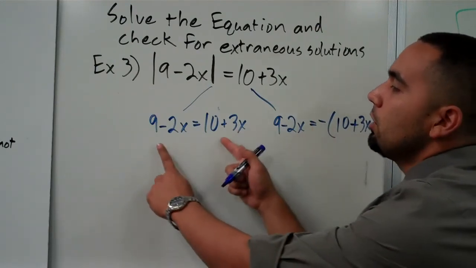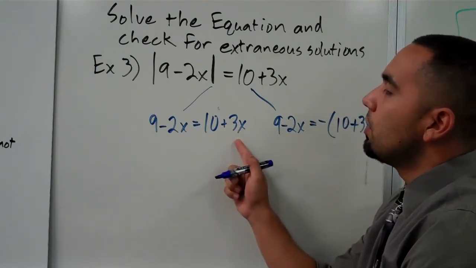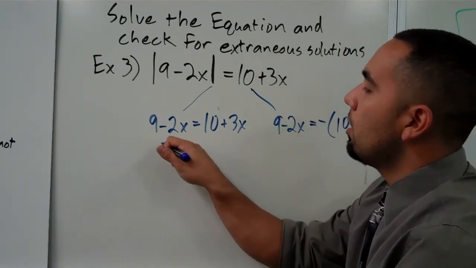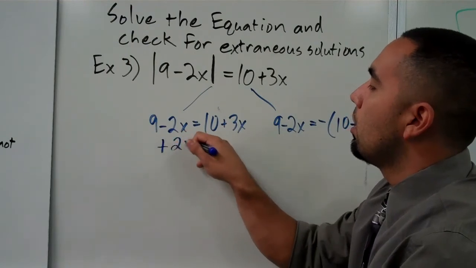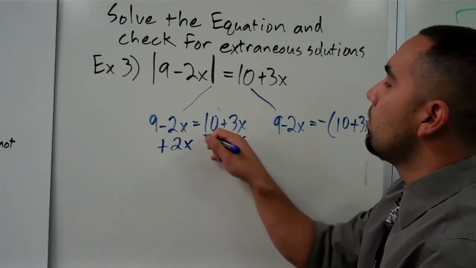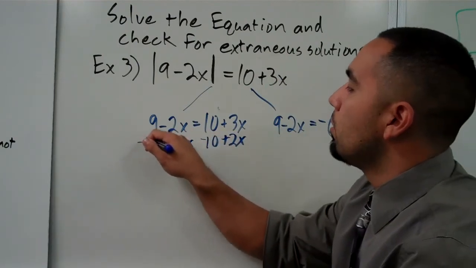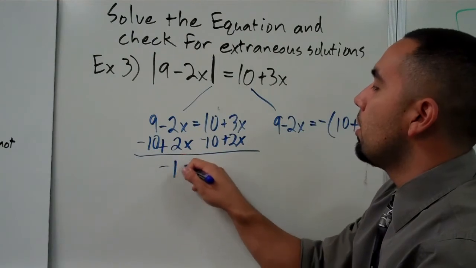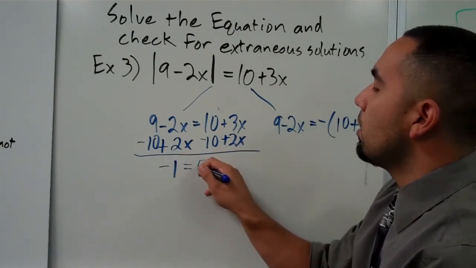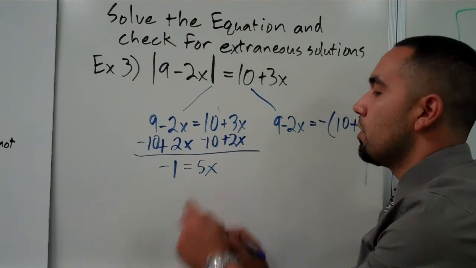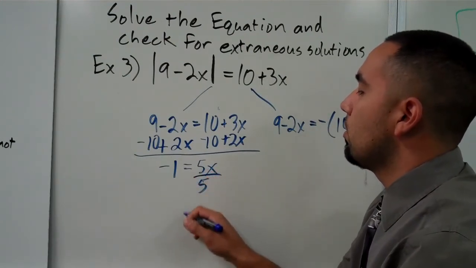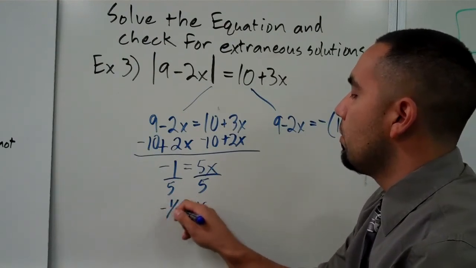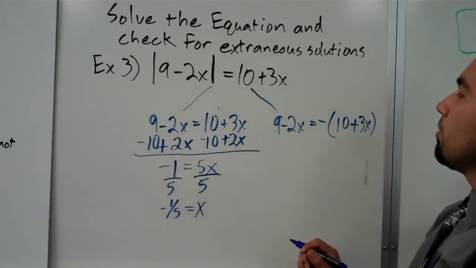Okay? So let's take a look at this one. If I'm going to solve this one, I think I should probably move the x's this way, and at the same time I'm going to move my numbers this way. Okay, so 9 minus 10, well that's negative 1, equals 3 plus 2, that's 5. If I finish this, I get x equals negative 1/5.